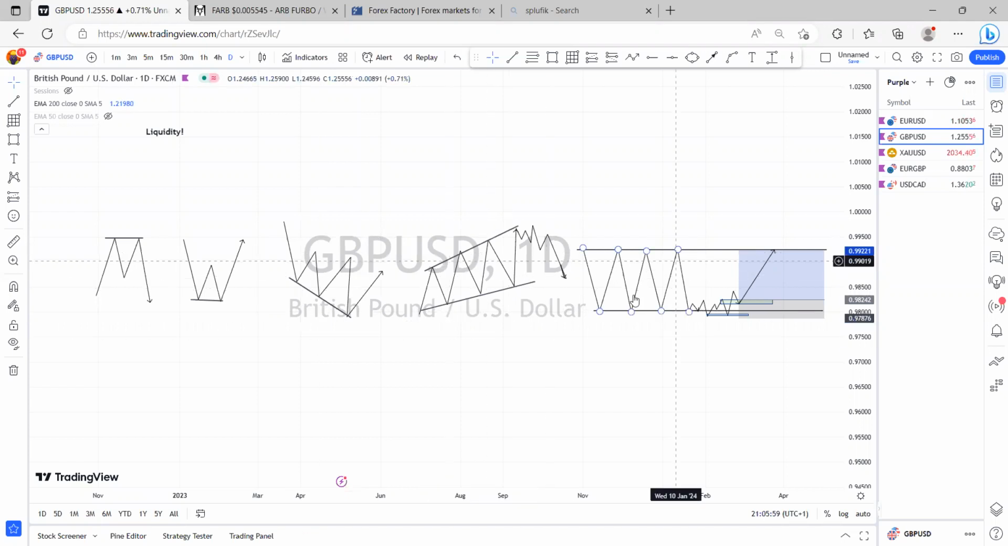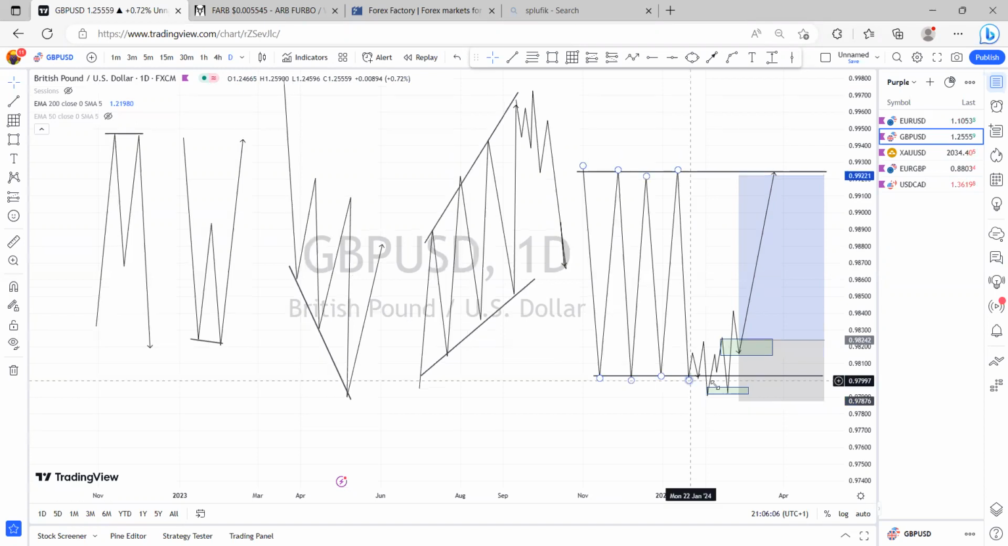Even in this type of ranging market, price will still try to manipulate you and sweep liquidity before it gives you an entry. But always, no matter how little, wait for a sweep of liquidity before you take a trade.